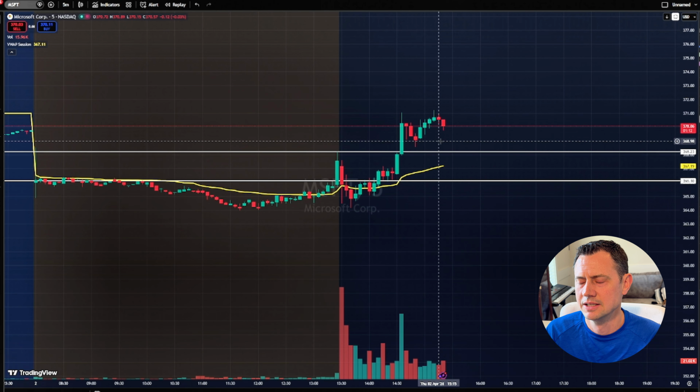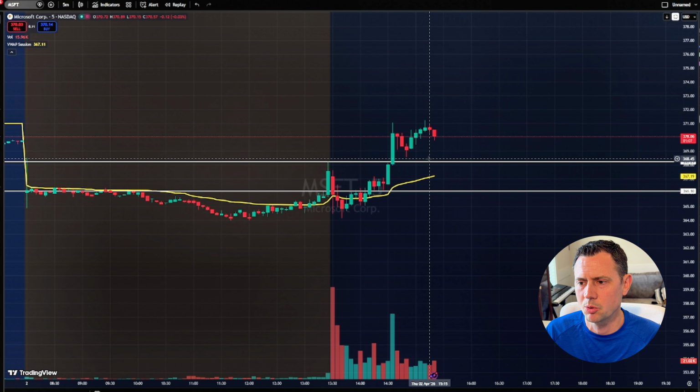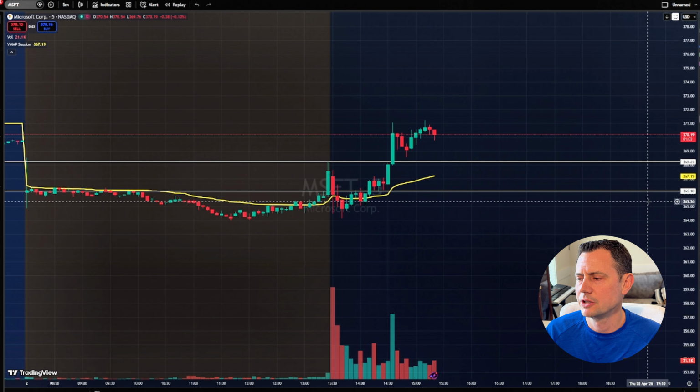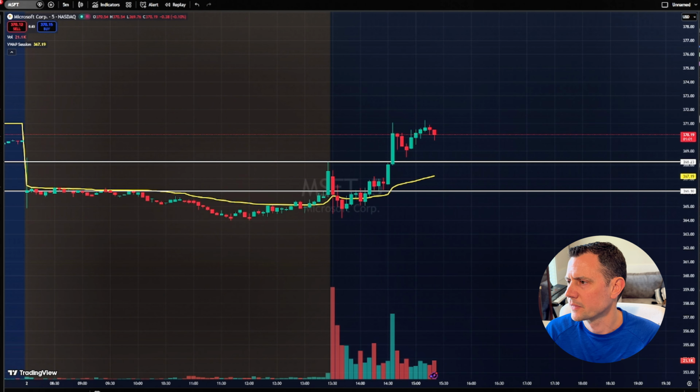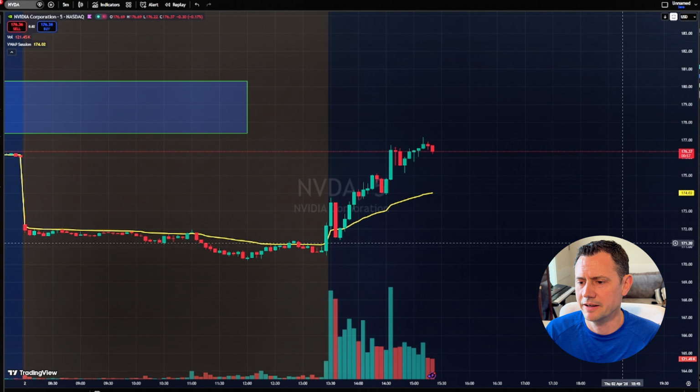If I was in a trade, I would just kind of watch it, but I would not be entering a new position at this point with Microsoft because of the distance between it and VWAP. Let's see if we can look at another example here. Let's look at NVIDIA on the day. So everything's kind of an uptrend, it looks like.